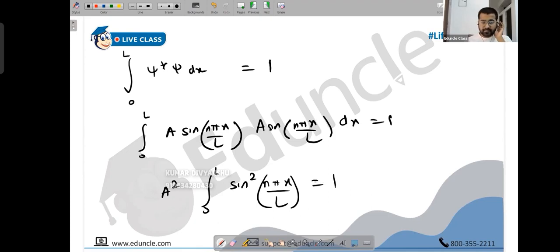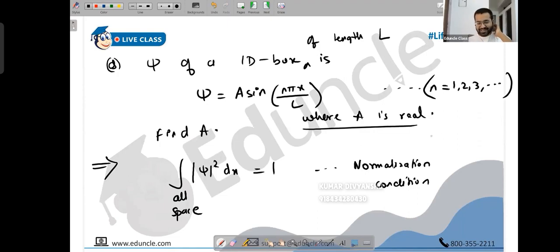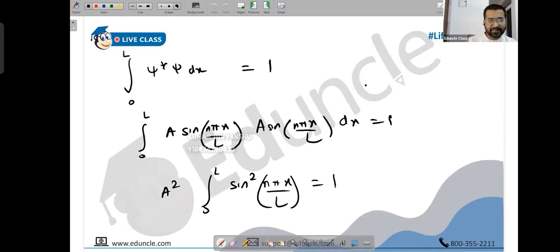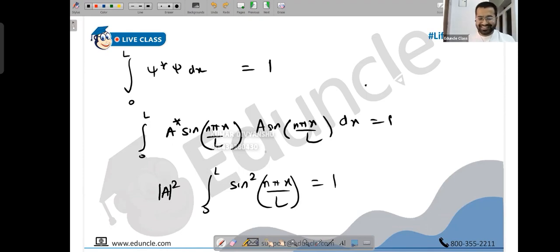We have to take the conjugate of A, no? If you want to connect A star A, technically it becomes mod A the whole square. So they should give us that A is real, where A is real. Even if they don't give that A is real, it doesn't matter; it only adds a step. You can keep A star, because A can be complex, so A star into A becomes mod A square, and if this becomes real, it will remain real. That's fine.